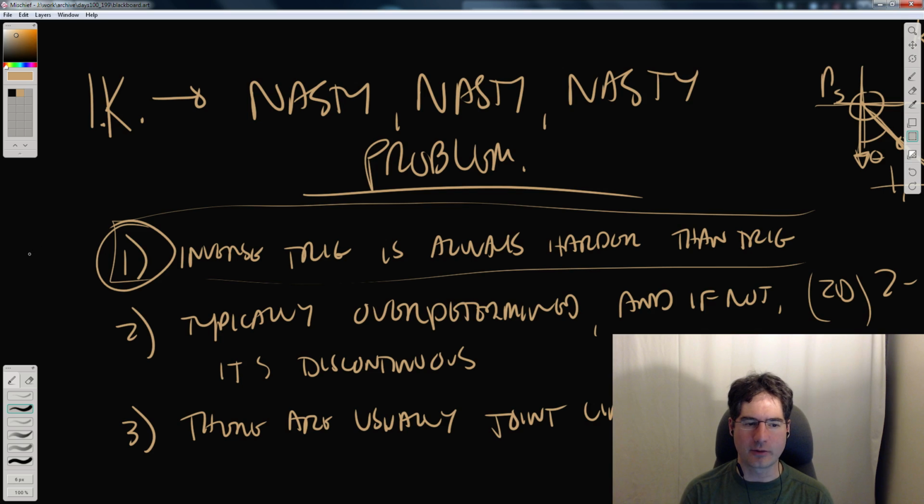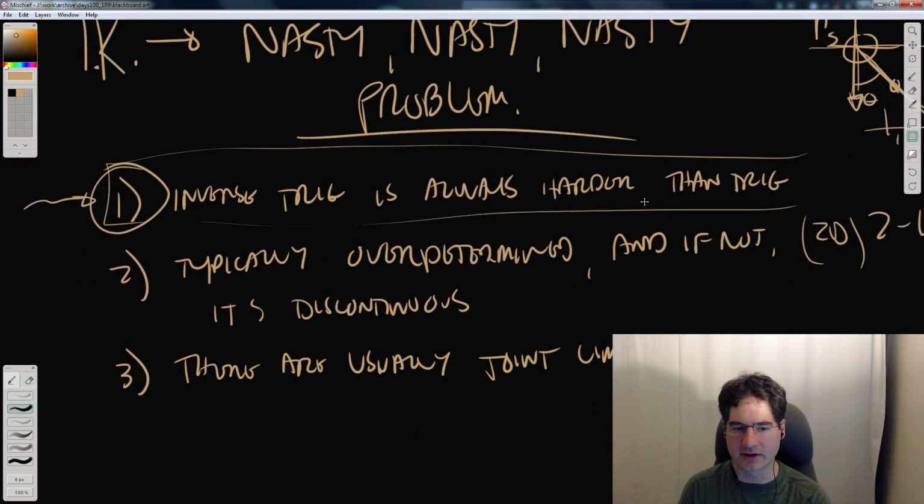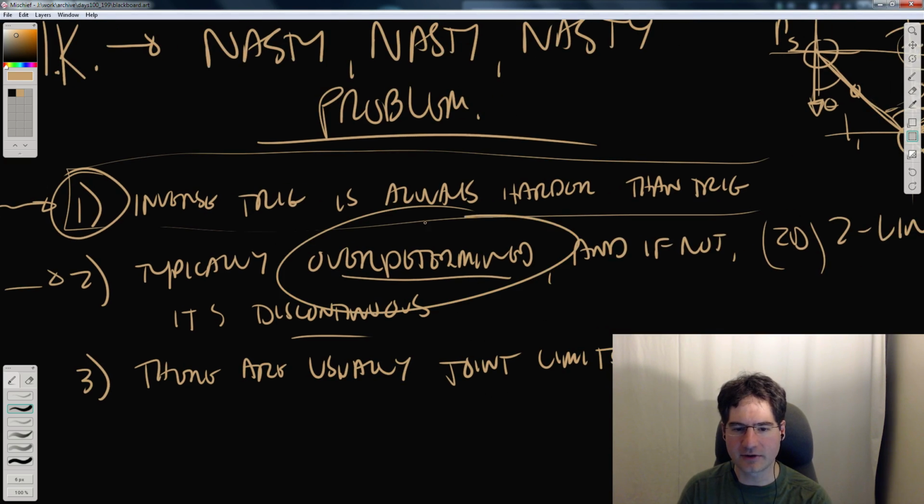Like, this is not so bad, right? That's not too bad. You tell me I got to solve this, it's like, okay, I can solve it. I'm not going to cry myself to sleep at night over that. But this starts to get bad. So I say typically overdetermined, and if not, it's discontinuous, right? So let's talk about this one first.